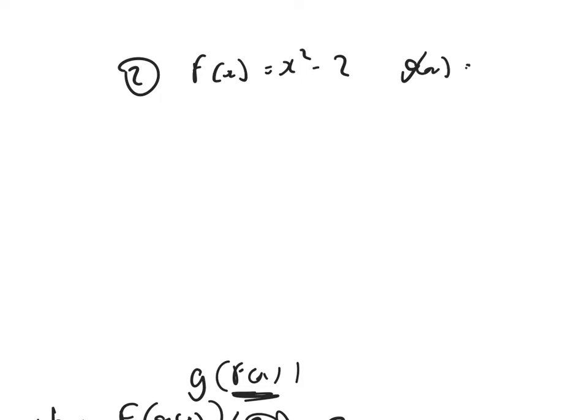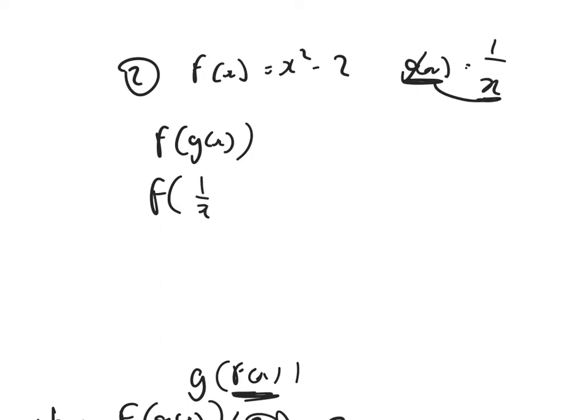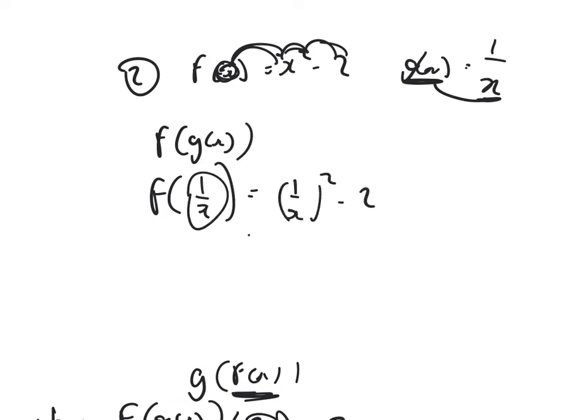Okay, let's try example 2, which says that f of x equals x squared minus 2 and g of x equals 1 over x. The question's first of all asking for f of g of x, so that's f of 1 over x. The f function tells me whatever's in the bracket, write it down, square it and take away 2. So we'll square top and bottom there, so that's 1 over x squared minus 2.